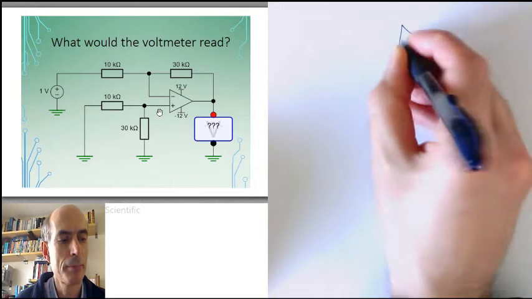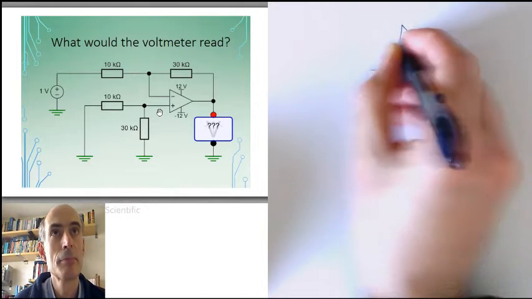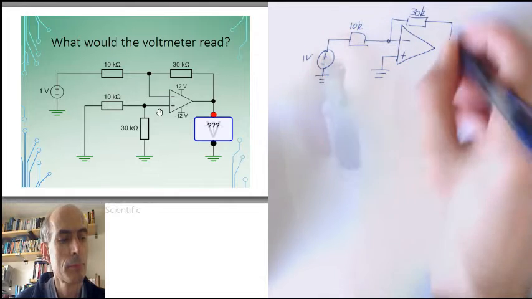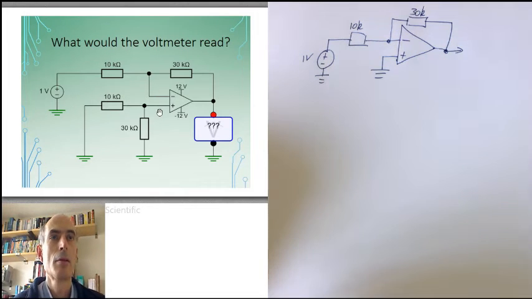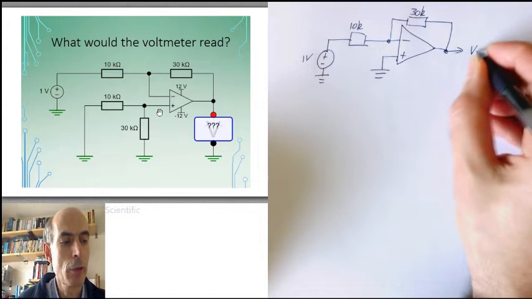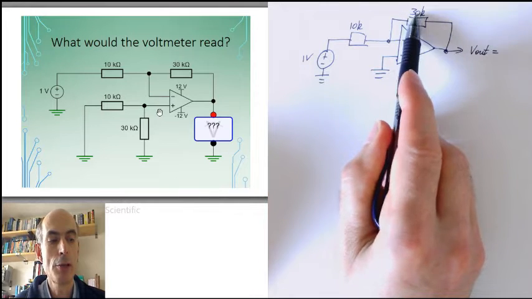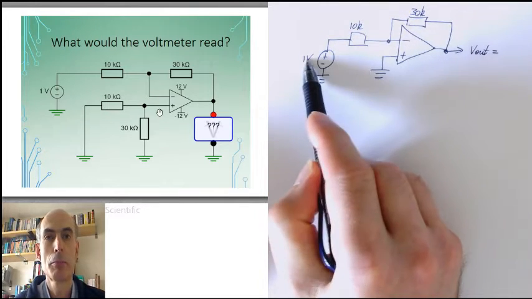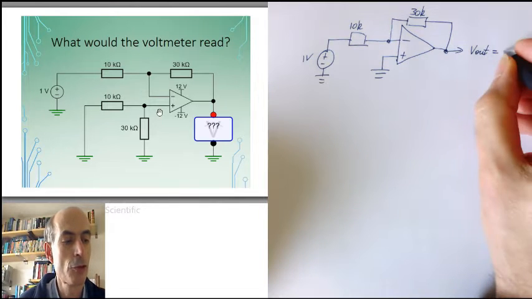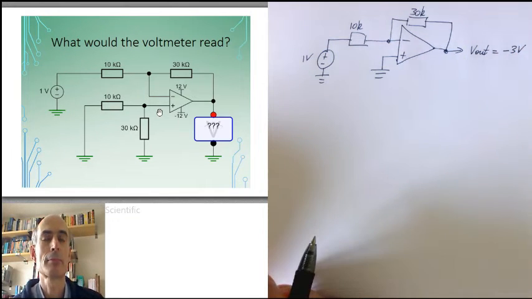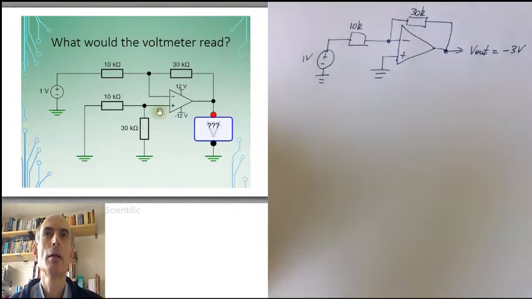So I've got this. That is an inverting amplifier. We've seen those before. The output there would just be equal to minus 30k divided by 10k times 1 volt. In other words, minus 3 volts. Next, let's set this voltage source to 0 and consider the effect of this voltage source on the output.